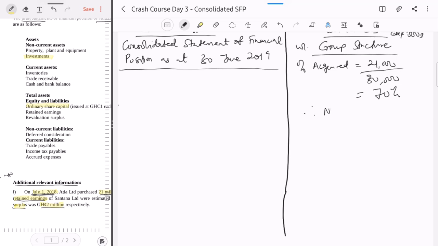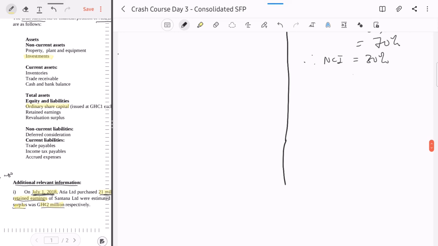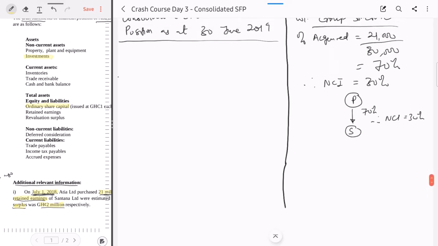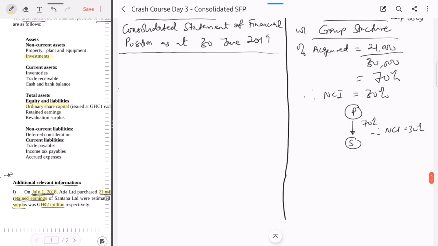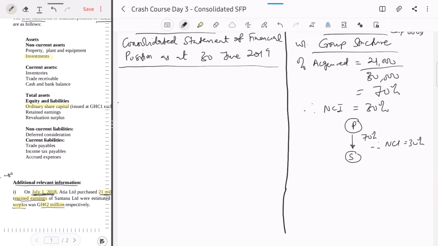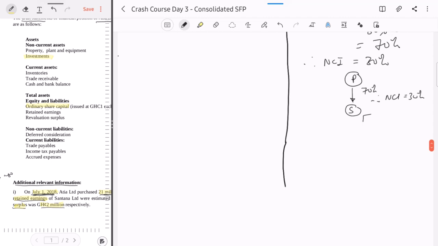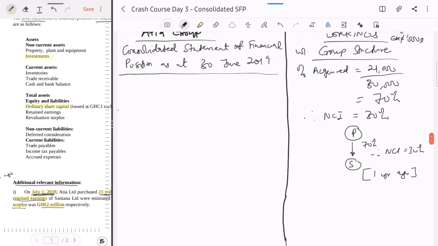Therefore, NCI will be 30%. So the group structure is this: the parent owns some shares in the subsidiary, and they own 70%. Therefore, NCI is 30%. And you also need to write the date they acquired the subsidiary. This was acquired 1 year ago. Remember I told you in the notes, they mentioned that they bought a subsidiary 1 year ago. So this is our group structure, right? We have our group structure done.